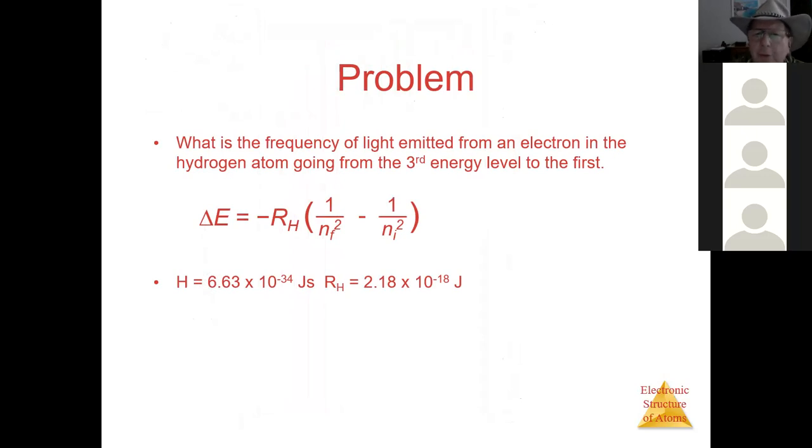What is the frequency of light emitted from an electron in the hydrogen atom going from the third energy level to the first?